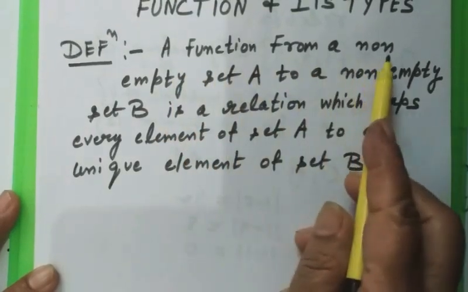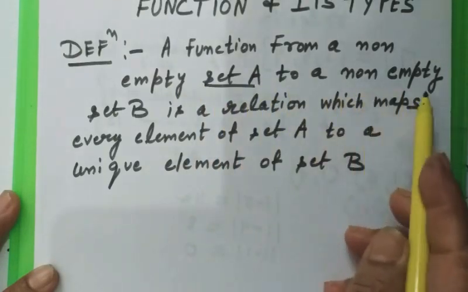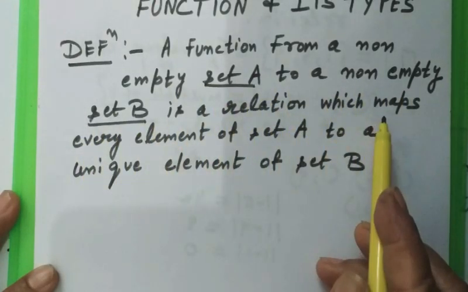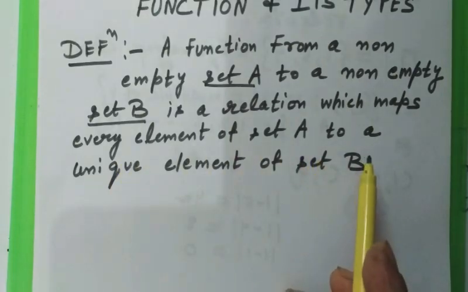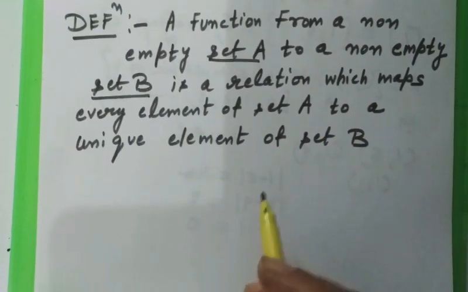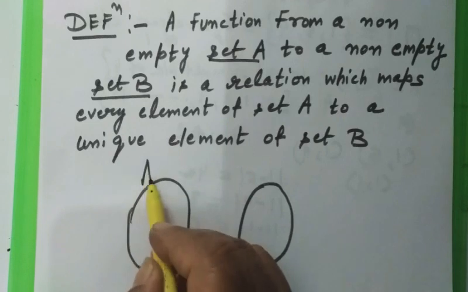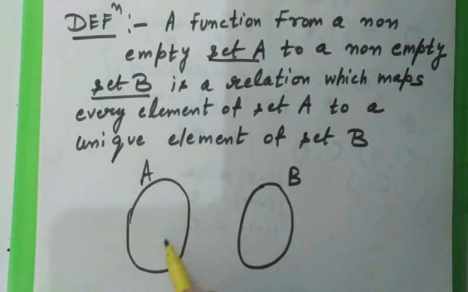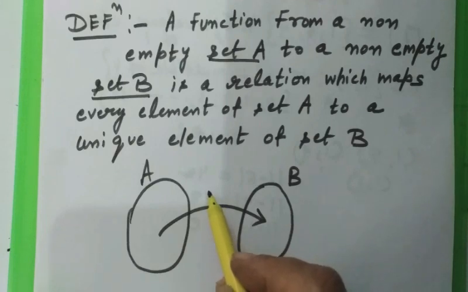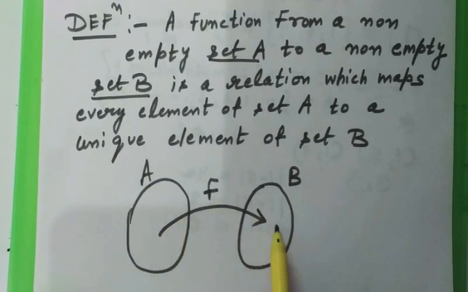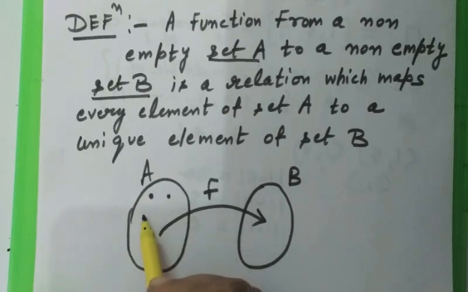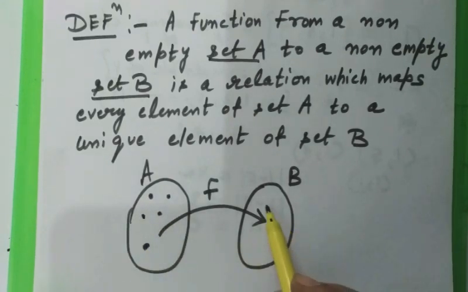A function from a non-empty set A to a non-empty set B is a relation which maps every element of set A to a unique element of set B. It means that suppose you represent sets A and B by these ovals, and there is a relation from set A to set B, and this relation is such that it maps every element of set A to a unique element of set B.